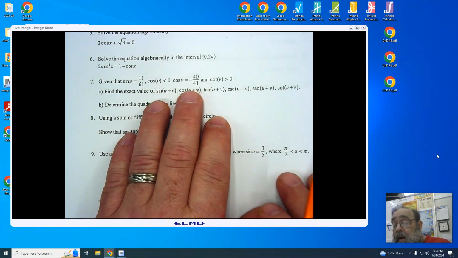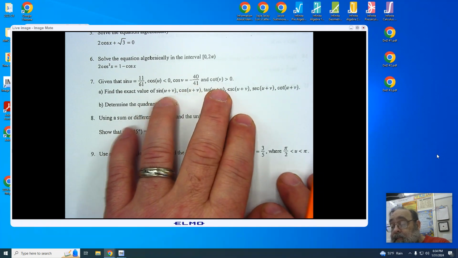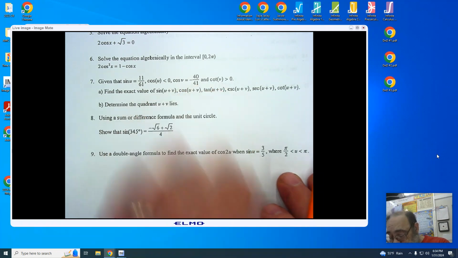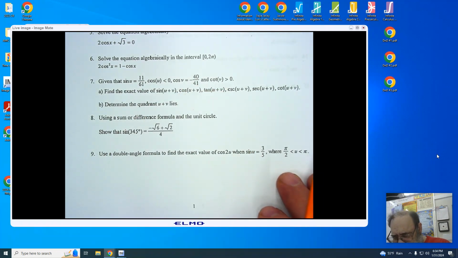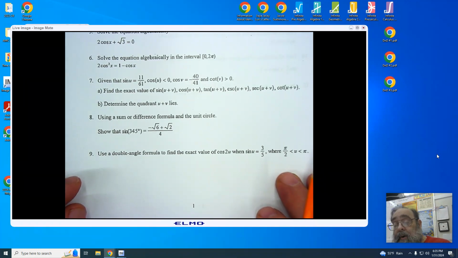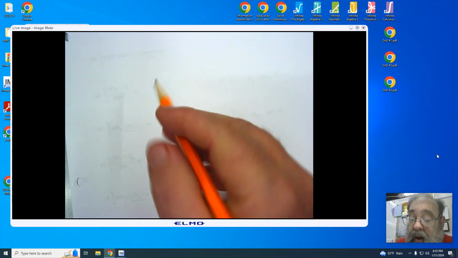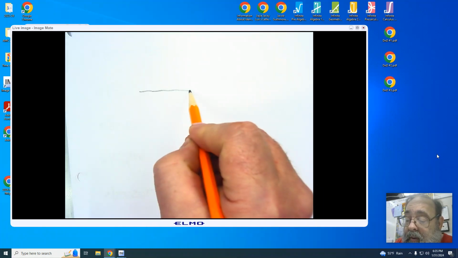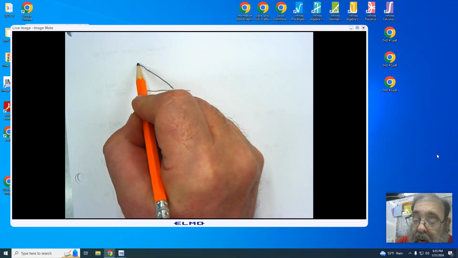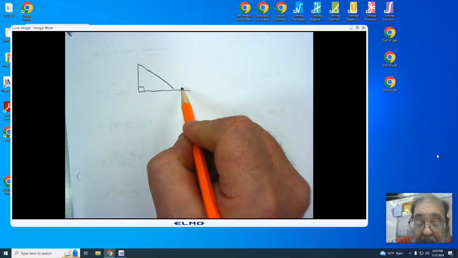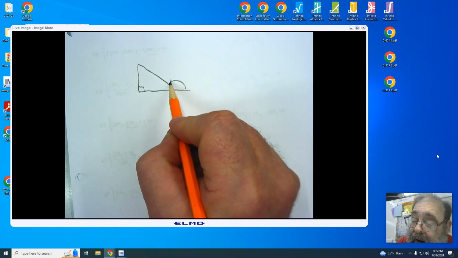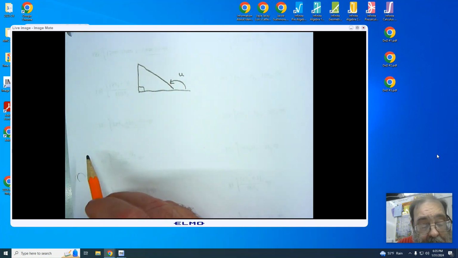For the second, we have a negative cosine, but we have a positive cotangent. This can only happen in the third quadrant. Once we know the quadrant, we want to make sure we draw the reference angles appropriately. So here we go. In the second quadrant, our reference angle is going to look like this. Angle U goes all the way out here, and this is U.